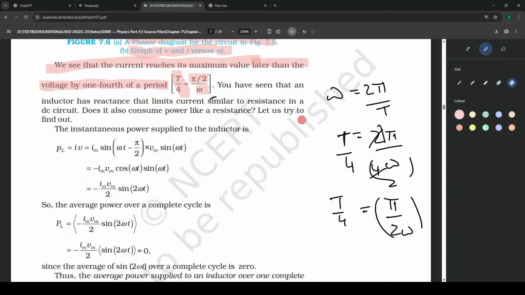You have seen that an inductor has reactance that limits current, similar to resistance in a DC circuit. Does it also consume power like a resistor? Let us try to find out.